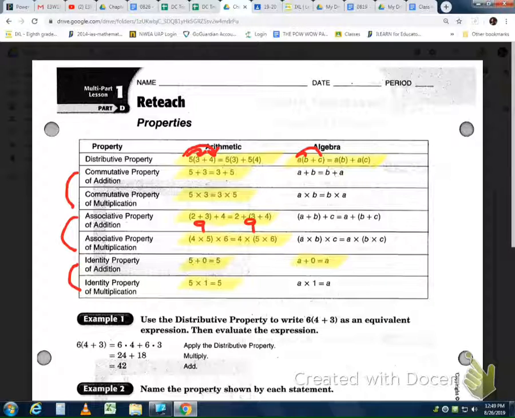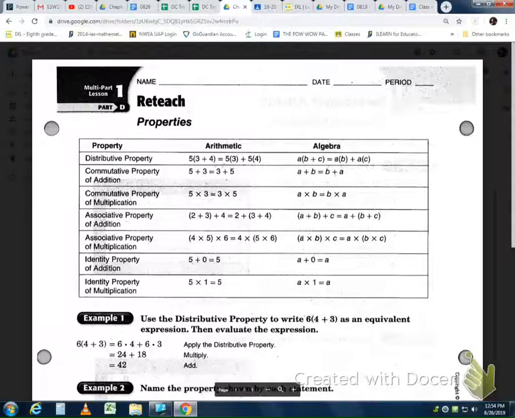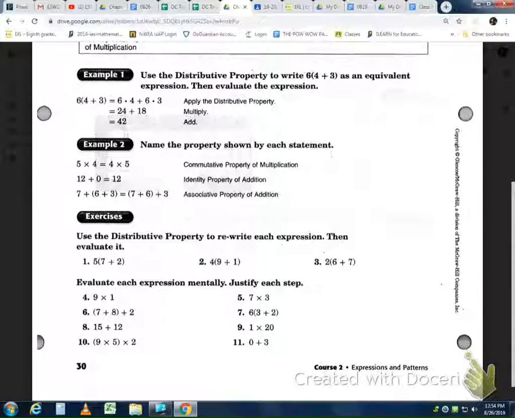Make sure you have this list close, because when I scroll down, we won't be able to see that, and we're going to have to identify these properties. Do you have any questions about those properties and what they are? All right, let's scroll down a little bit. I'm going to look at the first 2 examples before we head to the exercises.